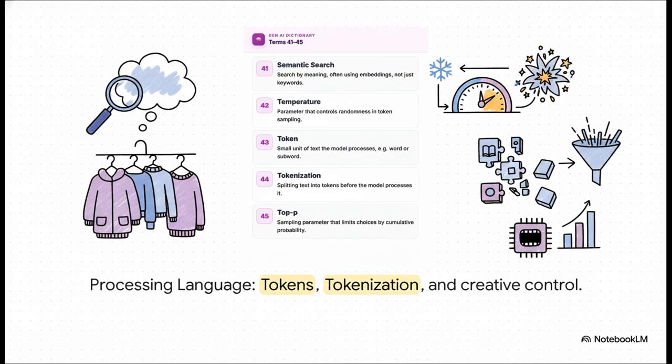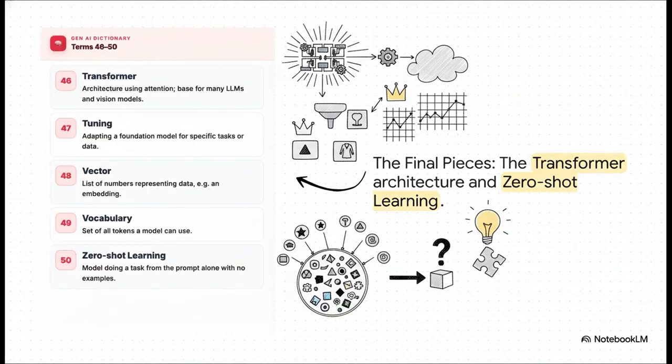The basic unit of text that an AI sees is a token. A token can be a whole word or sometimes just part of a word. And the process of breaking text down into these little pieces is called tokenization. It's the very first thing that happens when you send a prompt. And finally, there's top P. This is another one of those sampling parameters that controls randomness by limiting the model's word choices to only the most likely options. And here we are, the final pieces of the puzzle.